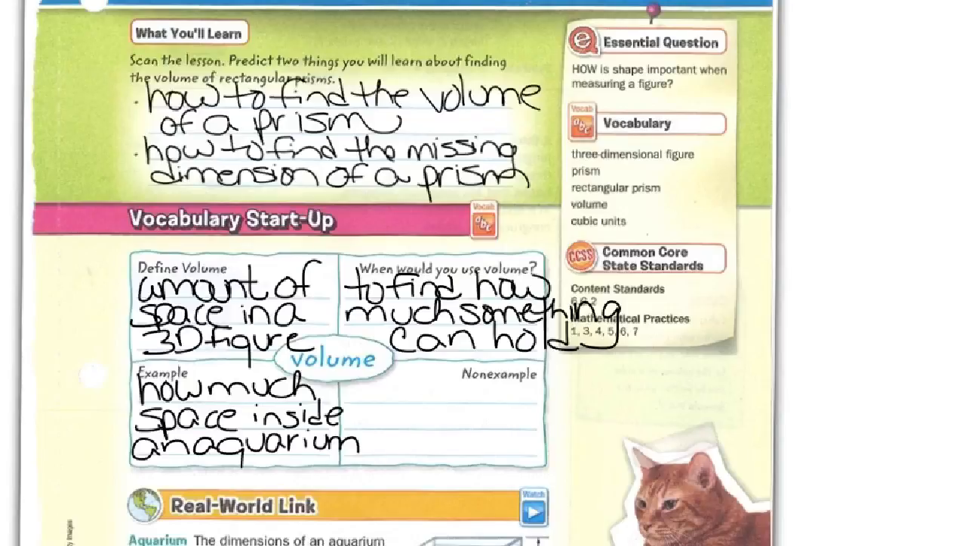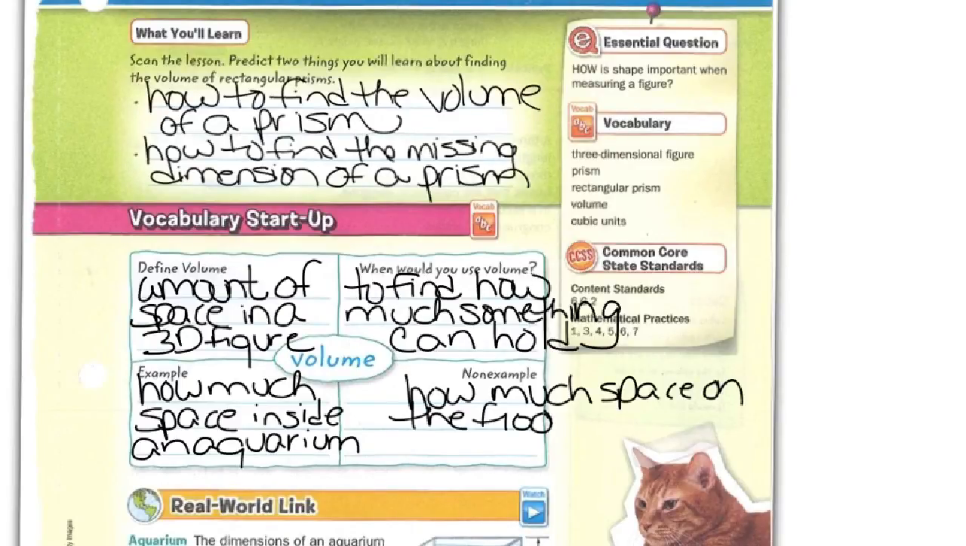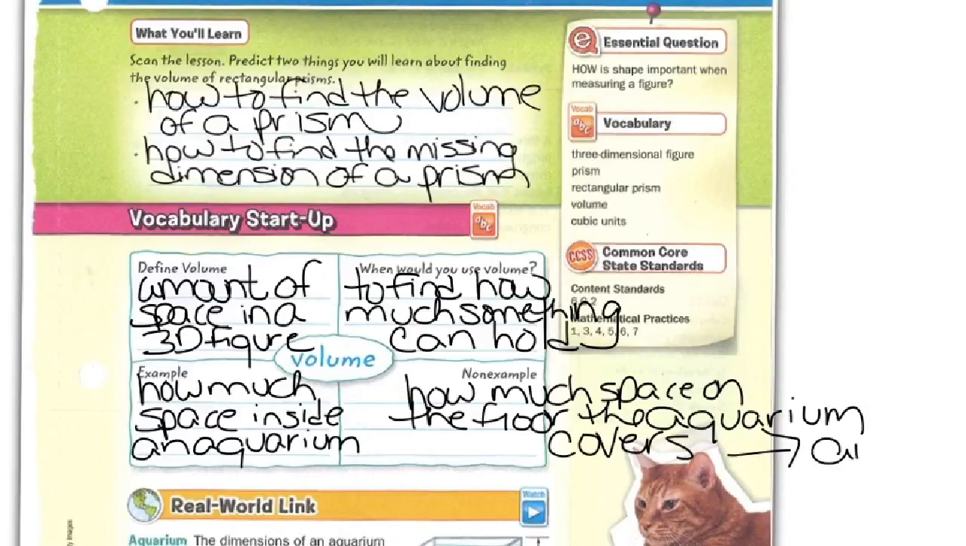A non-example would be how much space on the floor an aquarium covers. That would be area, right? How much space on the floor the aquarium covers. That is not an example of volume. That would be area.